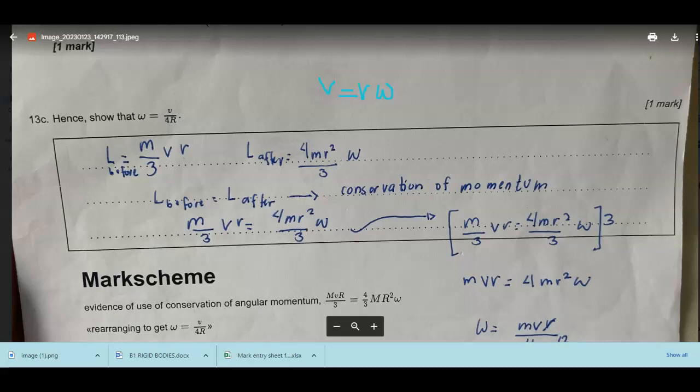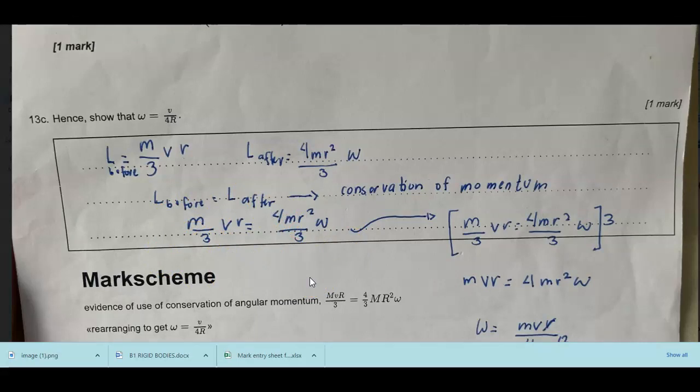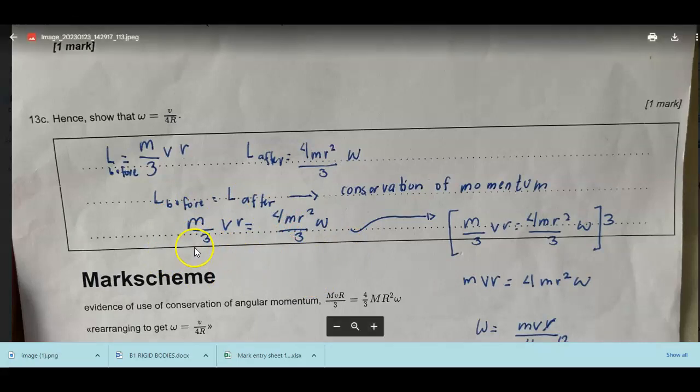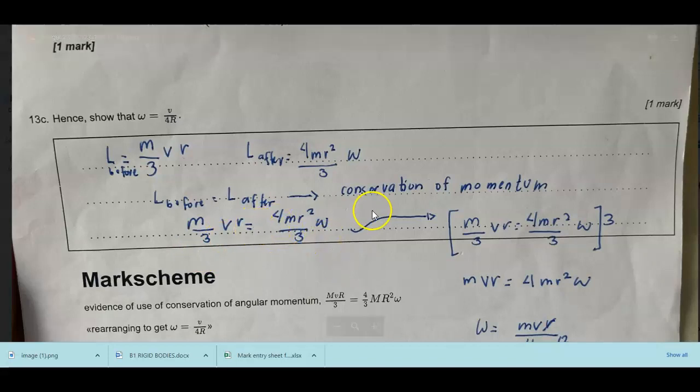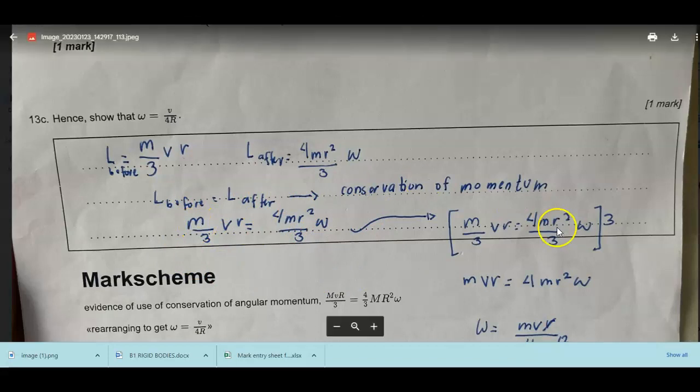In order for us to do that, we will be using the conservation of momentum, which states that the angular momentum before must be equal to the angular momentum after. Now, from our previous calculations, we were able to get that the angular momentum before collision is m over 3 v times r, and after collision, the momentum becomes 4mr squared over 3 omega. After that, the best way for us to approach this problem is to eliminate all the fractions, or to convert the fractions to whole numbers.